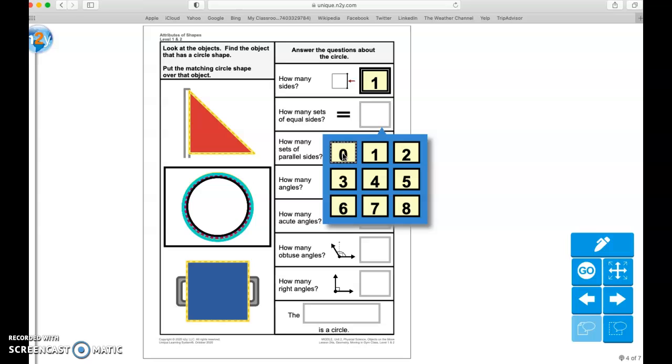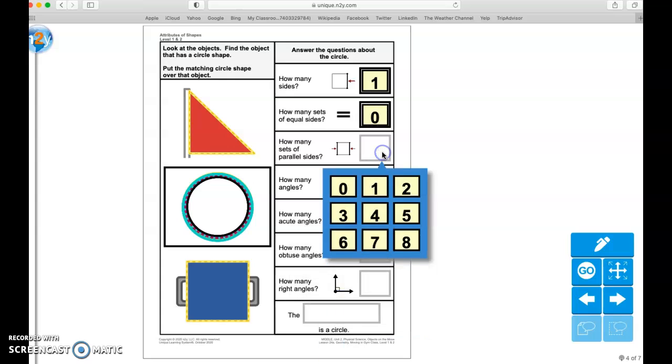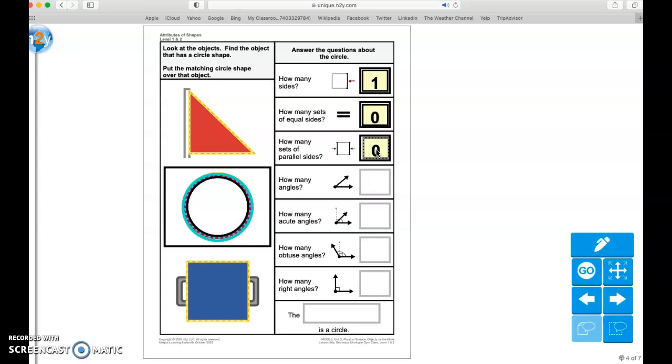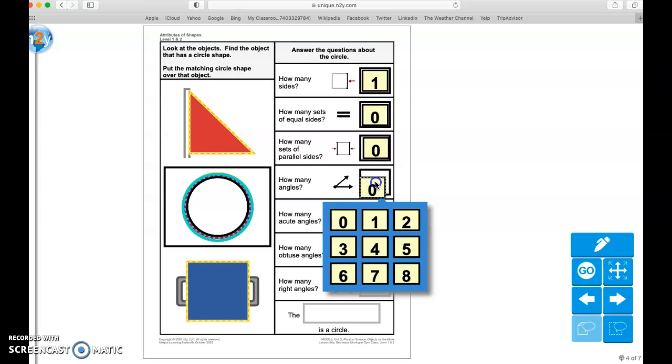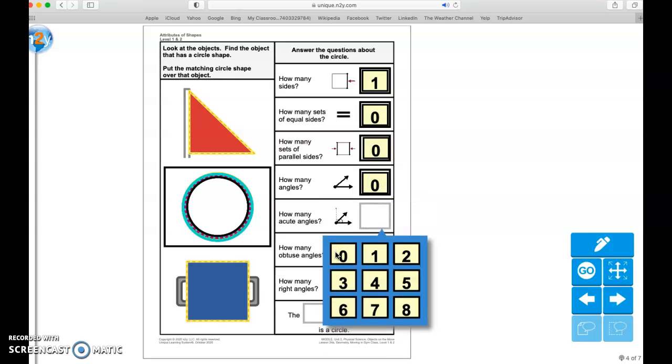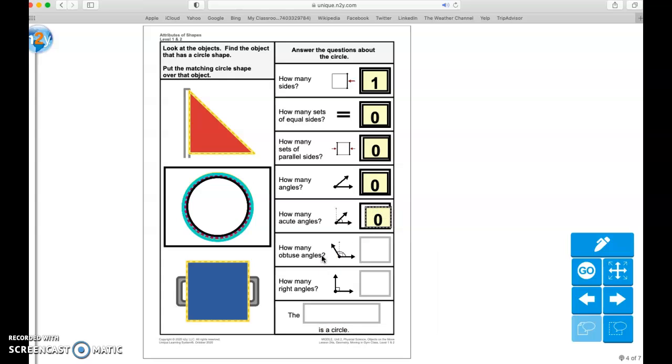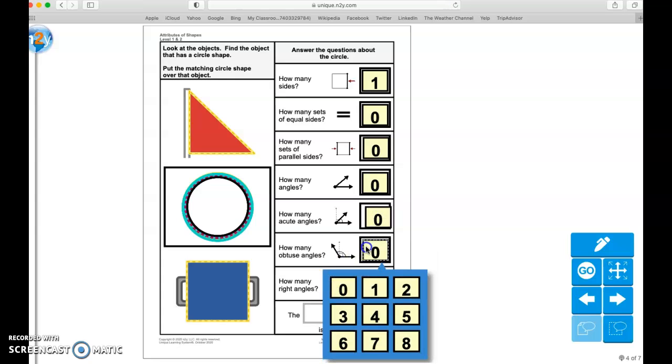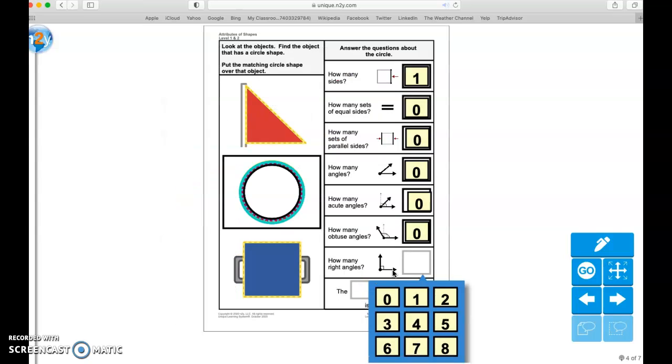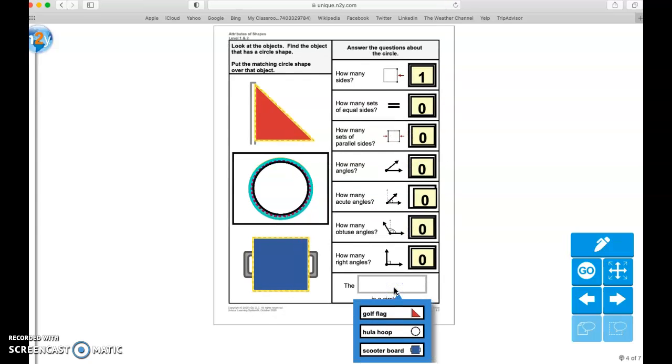0. Oh, sorry, I thought I had to put it there. Okay. And how many sets of parallel sides? 0. How many angles? The circle doesn't have any angles, which also means it has 0 acute angles, 0 obtuse angles, and 0 right angles. And then you're choosing which one of these is a circle. The hula hoop is a circle.